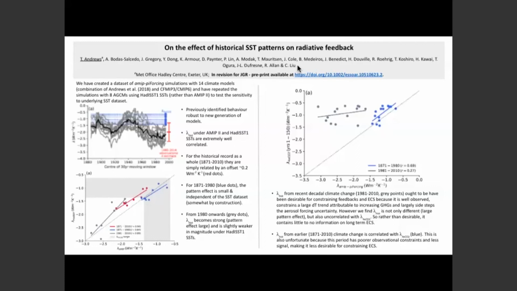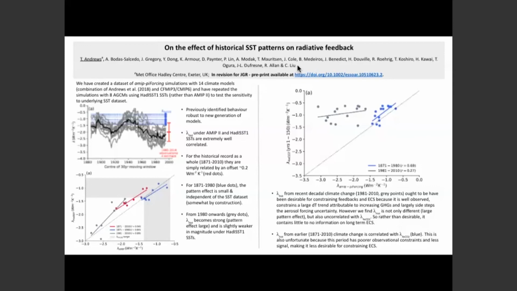But one of the key results is on the right-hand side here, which shows the feedback parameter against the abrupt-4xCO2 feedback parameter. And the grey is 1980 onwards. That really ought to have been a desirable period for constraining climate feedbacks and sensitivity because it's well observed. It's got a large temperature trend attributable to greenhouse gases, and it sidesteps the aerosol forcing uncertainty.